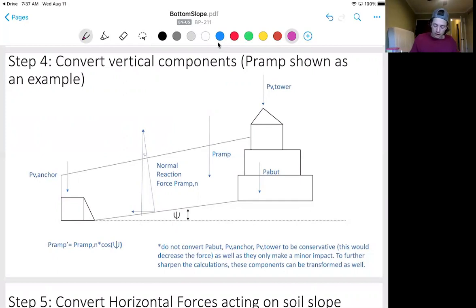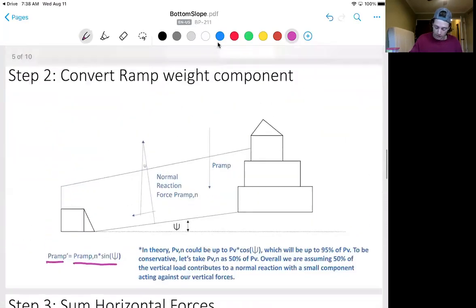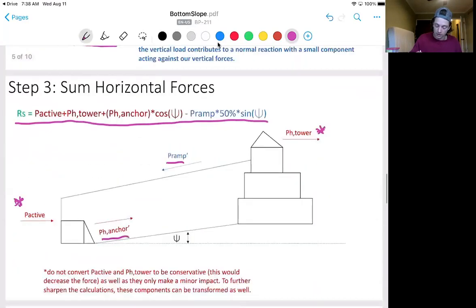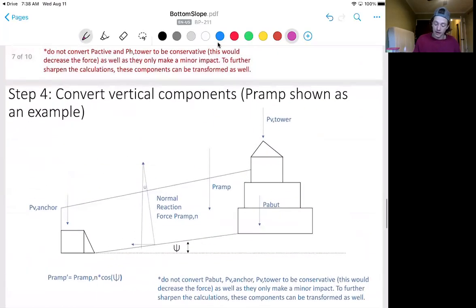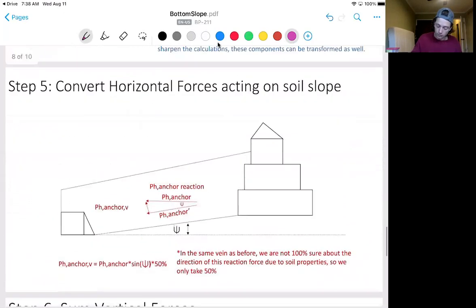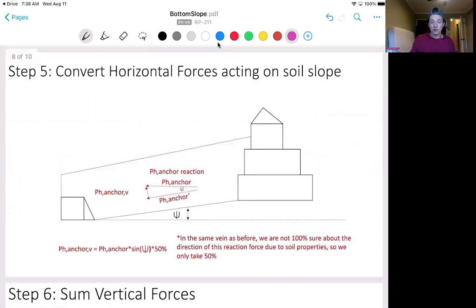as well. So once again, looking at P ramp, we have the same diagram with the normal force, and we'll take P ramp prime as the normal force times the cosine of psi. Remember above, we're taking it as the sine because it's the horizontal direction we're looking for. Now we're taking the cosine of psi. Here, we also want to convert our horizontal forces to their component on the slope.